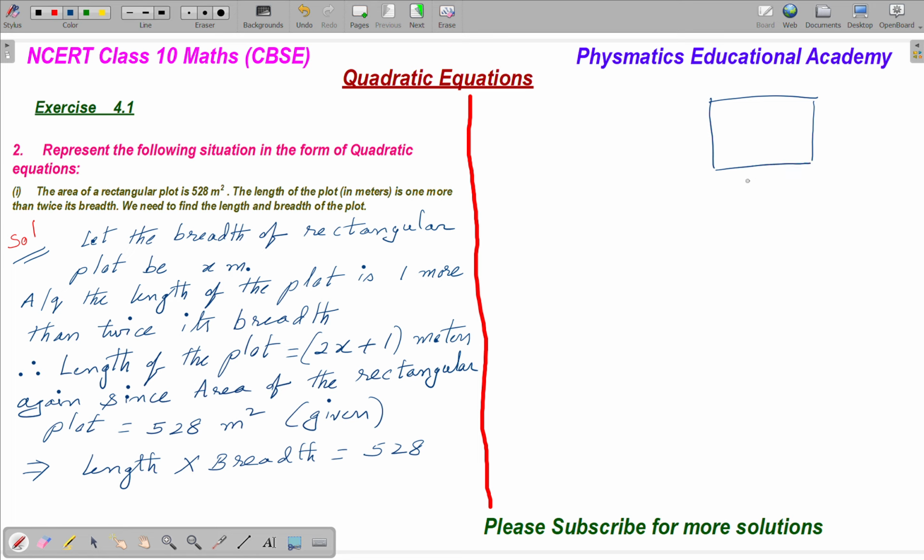According to the question, it's a rectangular plot. The breadth of the rectangular plot is x and the length of the plot is 2x plus 1. This is our rectangular plot ABCD. Now length into breadth is equal to 528.